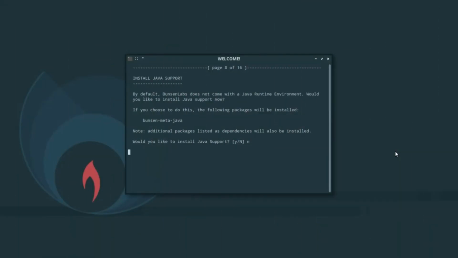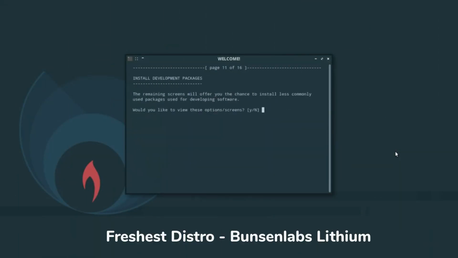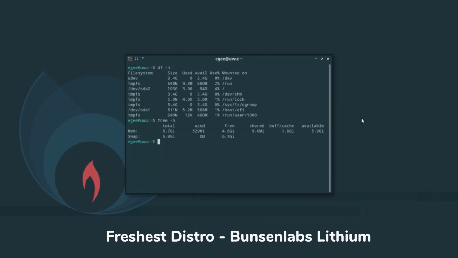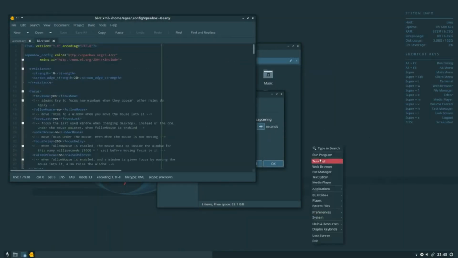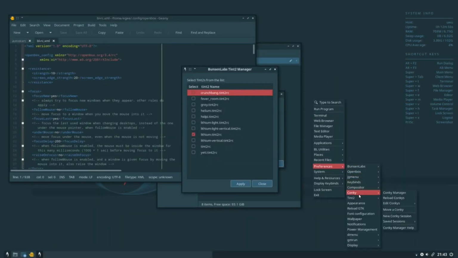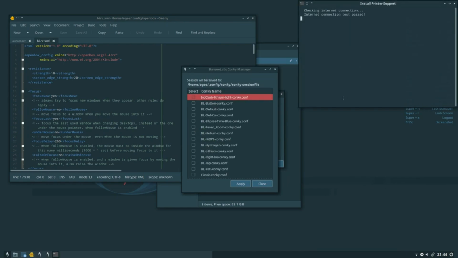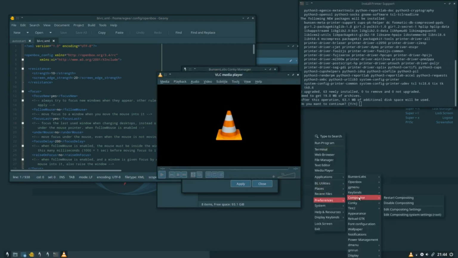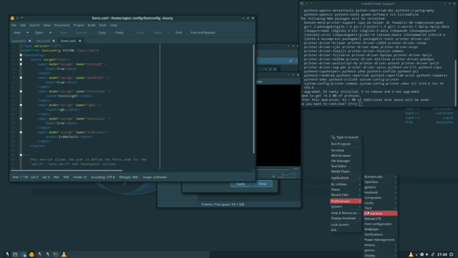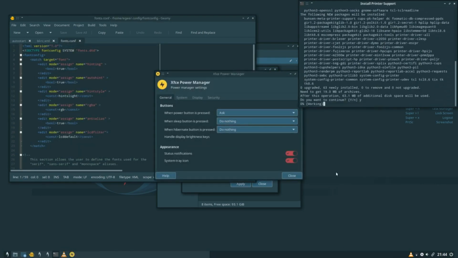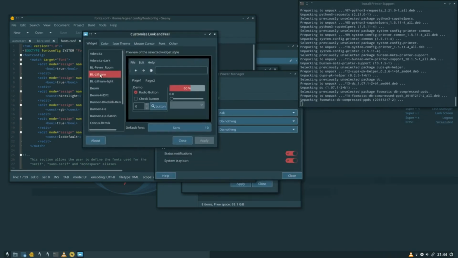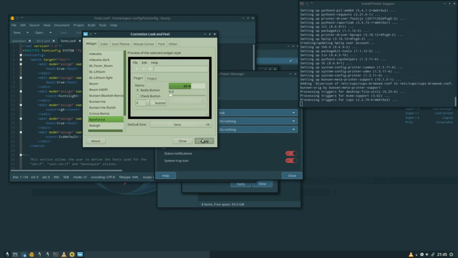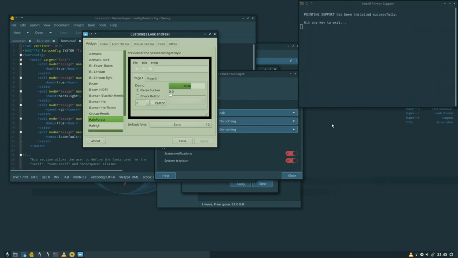Freshest: Bunsenlabs Lithium. After reviewing 40-plus Linux distros, they all just start to blend together. I've talked about this before. Everyone uses GNOME or KDE with the occasional XFCE or Cinnamon or MATE tossed in. But then here comes Bunsenlabs with its very own Frankenstein desktop. Part CLI, part tiling, part XFCE, the Bunsenlabs desktop is super unique and, to me, surprisingly usable.